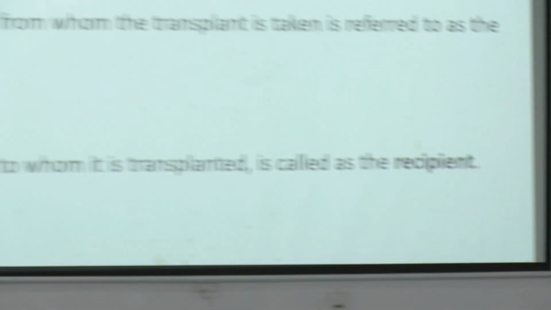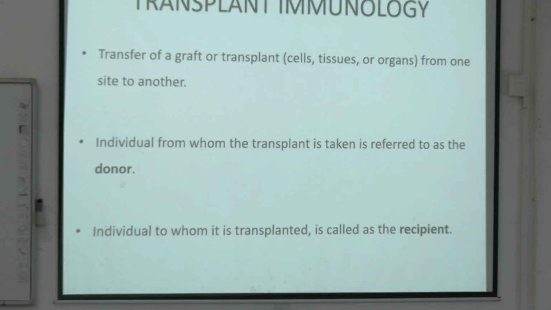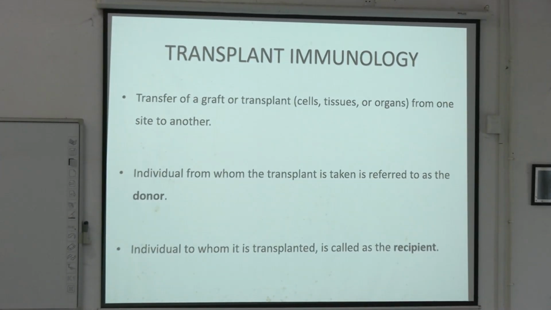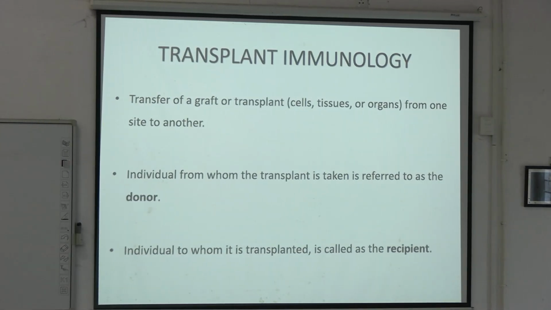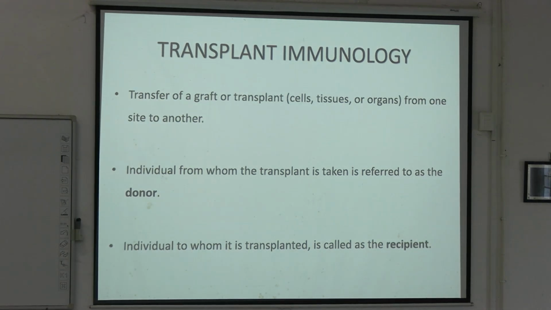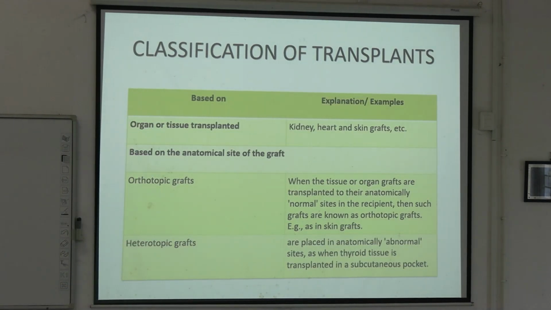So, what is a transplant? A transplant is a graft, that is a part of the human body, which is transplanted or grafted from one place to the other. The body from which the organ is taken is called the donor, and the one in whom it is placed is called the recipient. Based on that, we can divide grafts into many types.